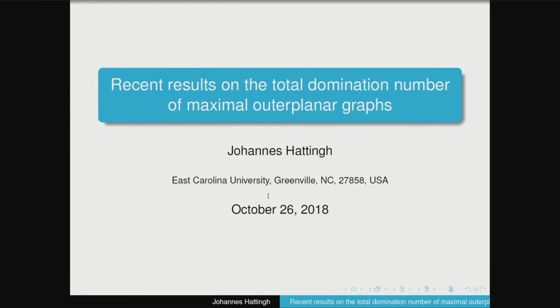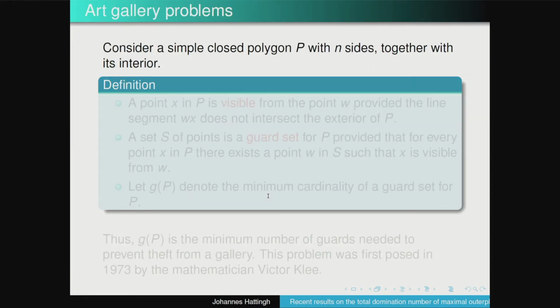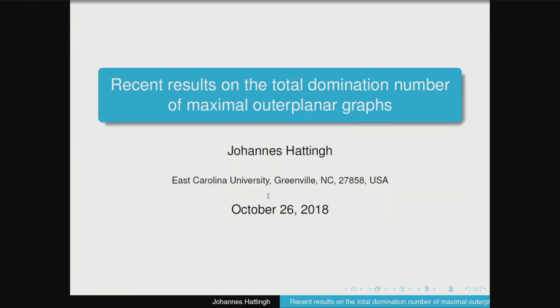Okay, so our next speaker, realizing I met over 30 years ago in South Africa. A lot has happened there. He will now be the fourth speaker who has spoken at the mini conference 4 times. I was first speaking here in 1993, so it's been a while. Yes. Okay, and Johannes Hattingh will talk about recent results on the total domination number of maximal outerplanar graphs.